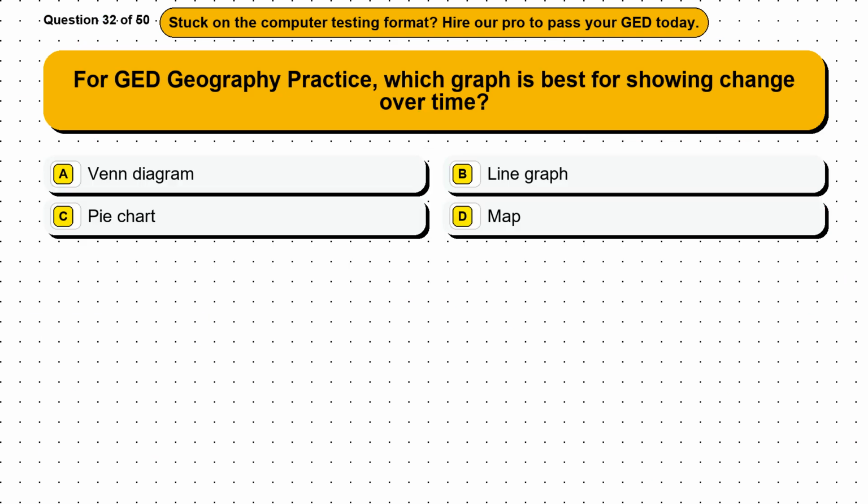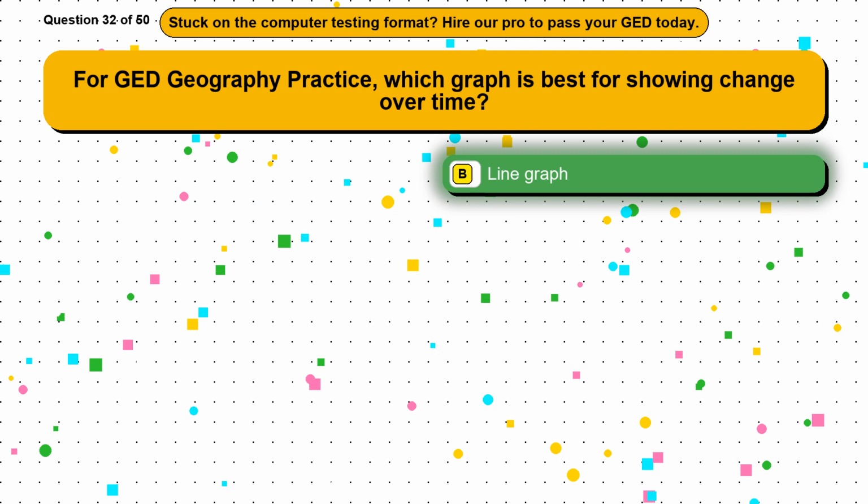Question 32. For GED Geography Practice, which graph is best for showing change over time? Option A, Venn diagram. Option B, line graph. Option C, pie chart. Option D, map. The correct answer is option B.